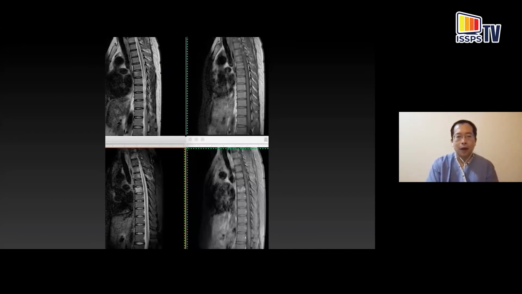Now, in order to highlight pathology even better, we will administer contrast. It's a heavy metal-based contrast like gadolinium, which is then taken up by the highly vascularized pathological tissues and results in relative enhancement of the abnormal tissues compared with the rest of the vertebral segments.